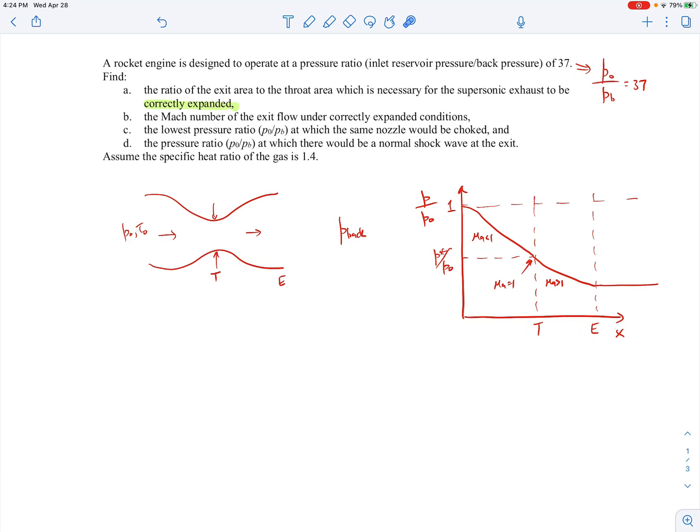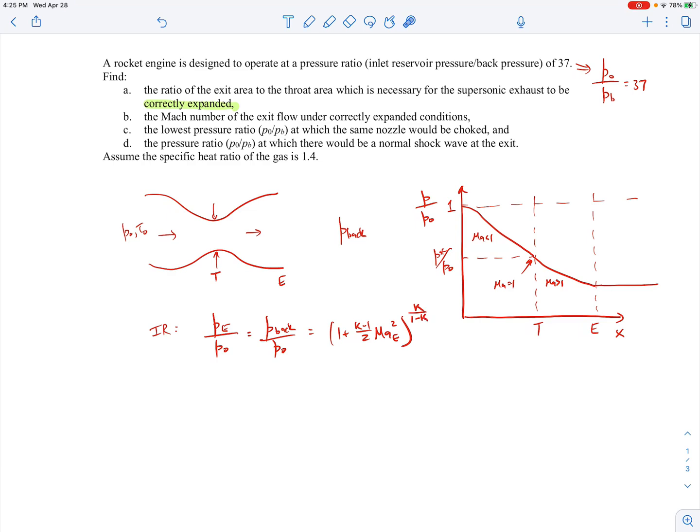Since I know that the exit pressure and the back pressure are the same, and I'm given the ratio of P naught over P_B, and I know the flow is all isentropic for this scenario, I can simply use the isentropic relations to find a number of items here. So let me write that out. P_E over P naught for correctly expanded conditions is the same as P back over P naught. And that'll be 1 plus (K minus 1) over 2 times the exit Mach number squared, raised to the K over 1 minus K. So that's just the isentropic relation.